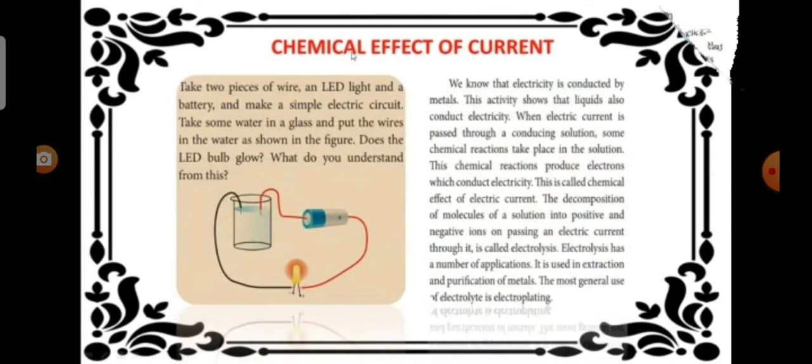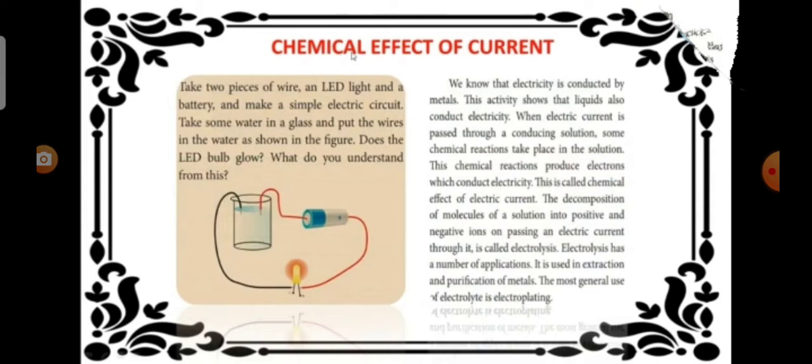Now we see about the chemical effect of current. Take two pieces of wire, an LED light and a battery and make a simple electric circuit. Take some water in a glass and put the wires in the water as shown in the diagram. Does the LED bulb glow? What do you understand from this?